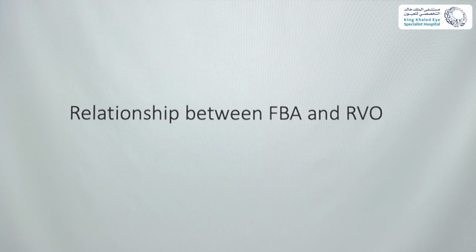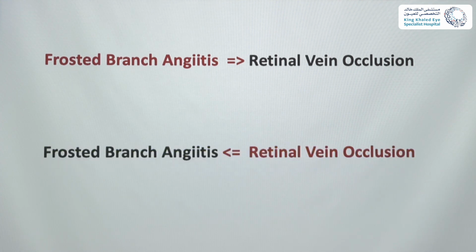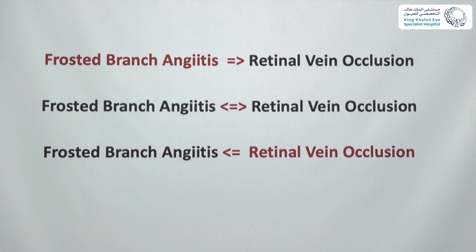Now let's talk about the relationship between frosted branch angiitis and retinal vein occlusion. Do you think that frosted branch angiitis can lead to retinal vein occlusion? Yes. Who thinks? Okay, about half. What about the opposite: do you think that retinal vein occlusion can lead to frosted branch angiitis? No, 1, 2, 3, good. And then do you think that they can occur together at the same time? Okay. Yes.